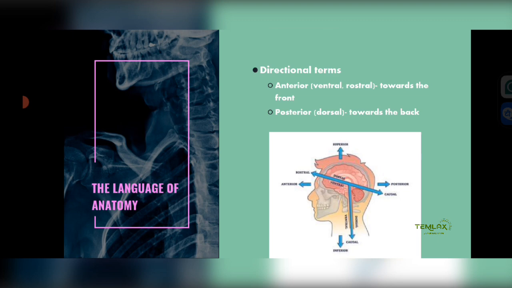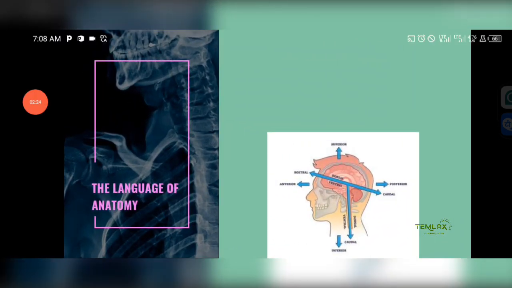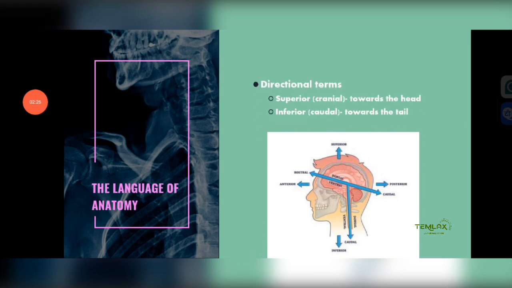And another word for anterior is ventral, and for posterior, dorsal. Rostral, which also means anterior, is used when describing the brain or parts of the brain. For example, you can say that the frontal lobe is rostral to the cerebellum. So that's when you use the word rostral.